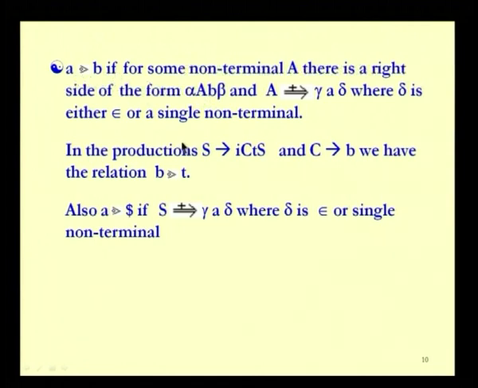So, once again in this particular production, where S derives I C T S and C derives B, if you are interested in setting the relation between B and T, your B has more priority than this T. So, that is how we are setting the greater than relation.